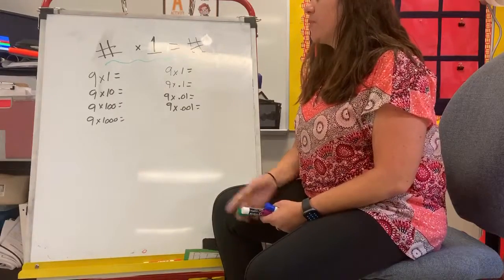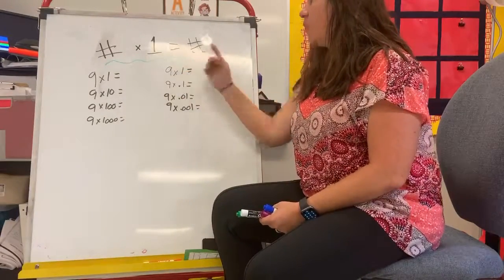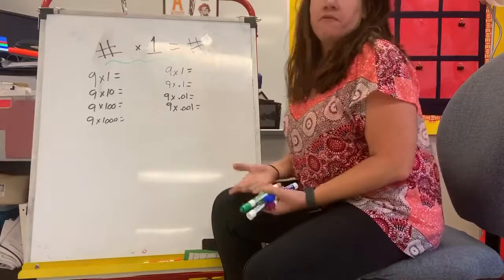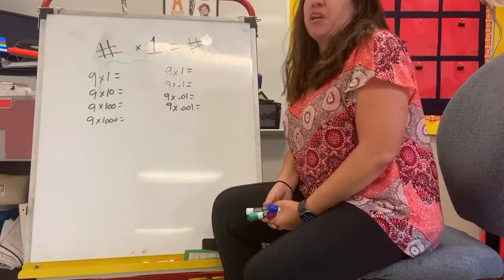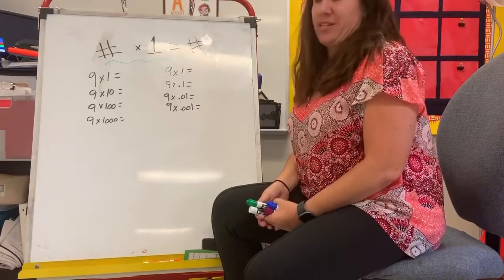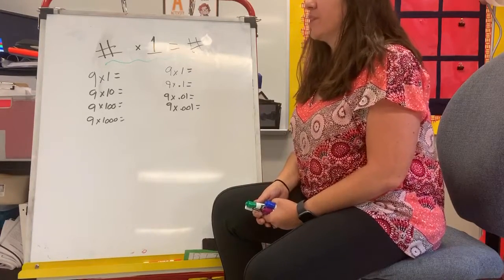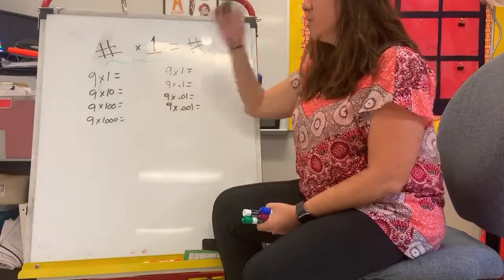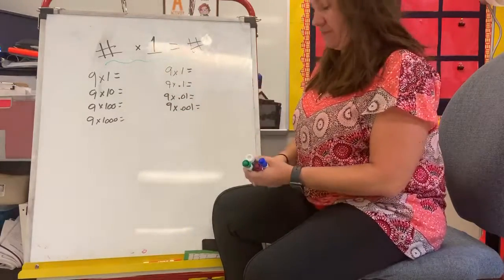So we need to remember that any number times 1 is always that original number. So 5 times 1 is 5, 300 times 1 is 300, 3,000 times 1 is 3,000. So that's going to help us in our lesson.